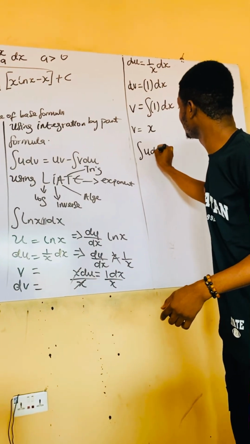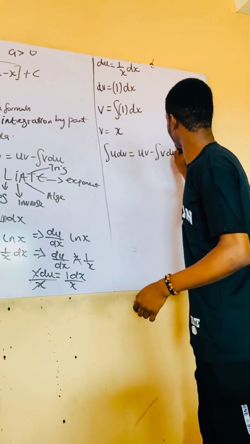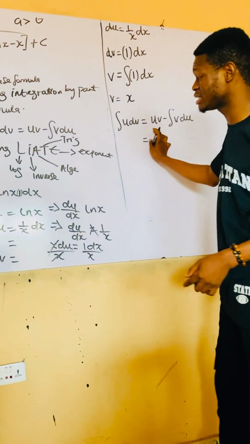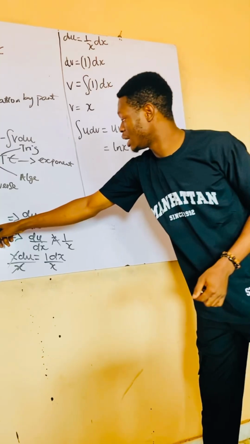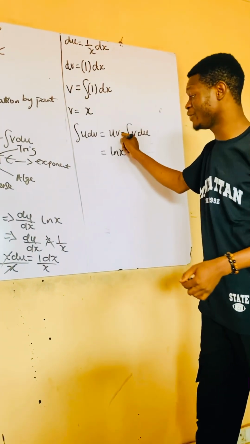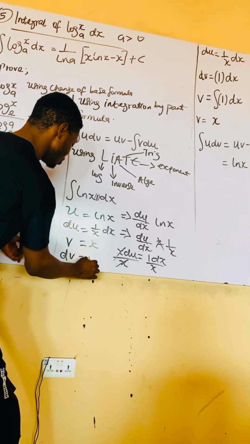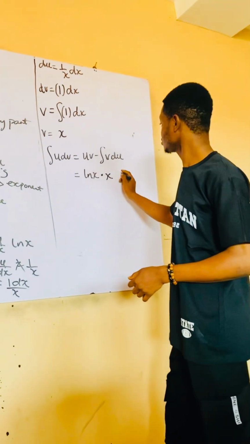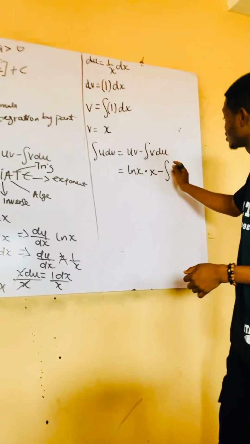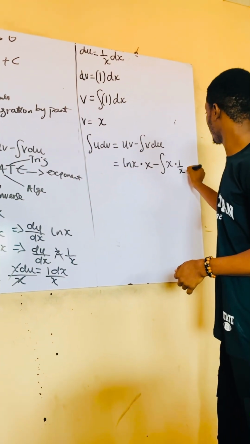Now let's put it inside our formula first. We have the integral of u dv equals uv minus the integral of v du, right? Our u is ln of x, and our dv is 1 dx, so our v is x. Minus the integral of our v, which is still x, times our du, which is 1 over x dx.